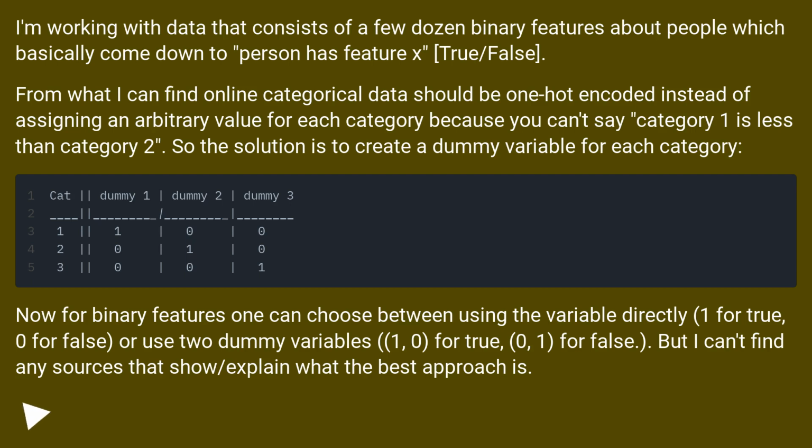Now for binary features, one can choose between using the variable directly, 1 for true, 0 for false, or use two dummy variables: 1, 0 for true, and 0, 1 for false. But I can't find any sources that show or explain what the best approach is.